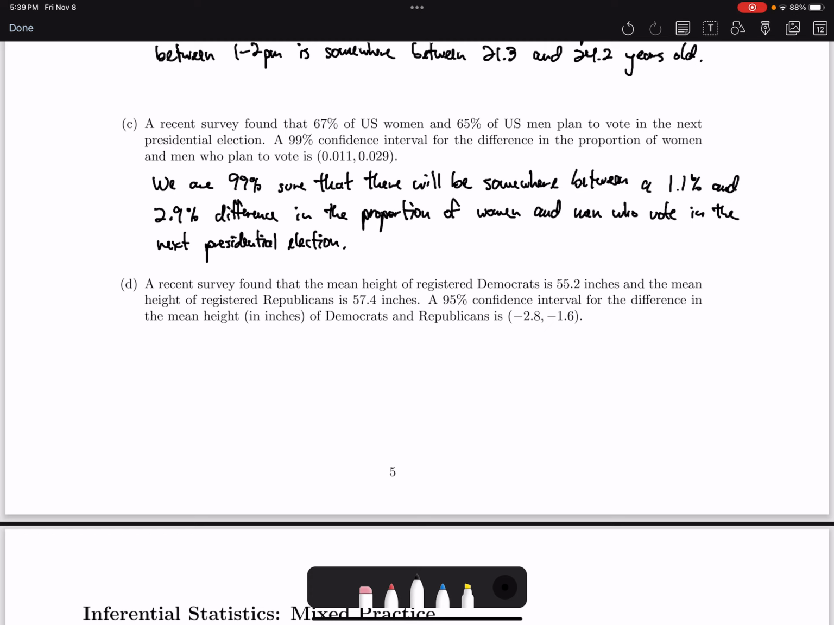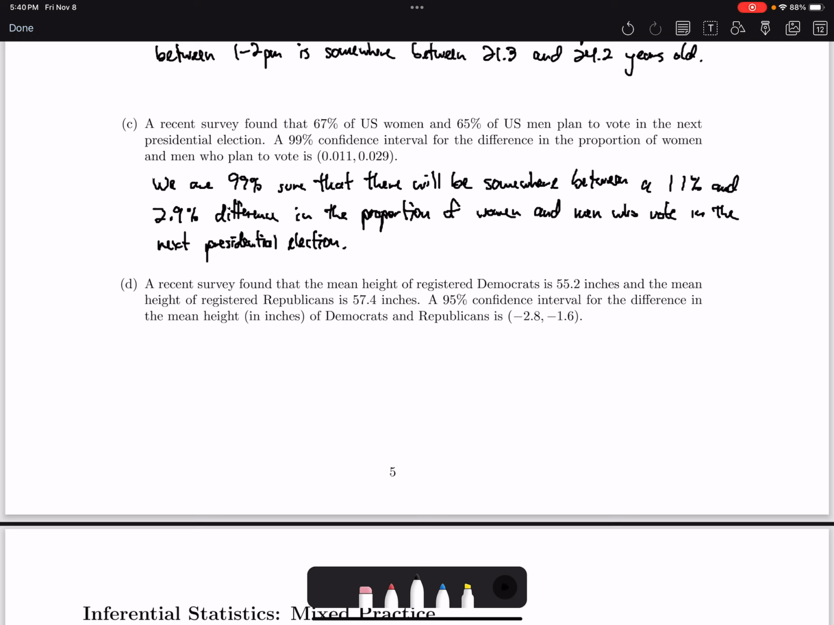So we're told a 95% confidence interval for the difference in the mean height in inches of Democrats and Republicans is negative 2.8 to negative 1.6. Now, this is a confidence interval for the difference in the means, right? Again, it's not the case that the estimate for the average height of Democrats is negative 2.8 inches. That doesn't make any sense at all. And that the mean height of Republicans is negative 1.6 inches. It's just not even close to being correct.